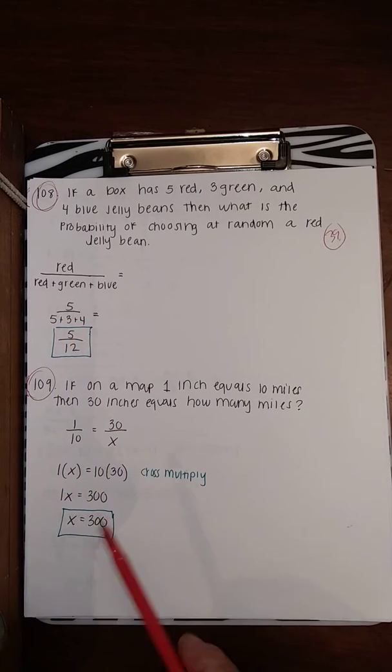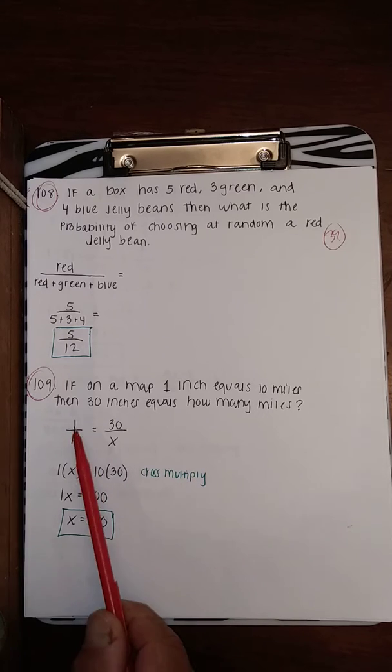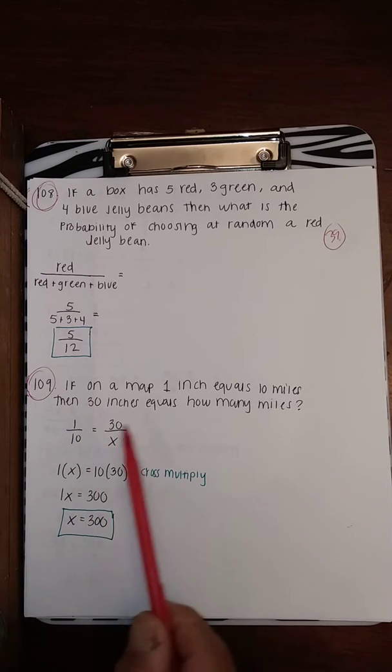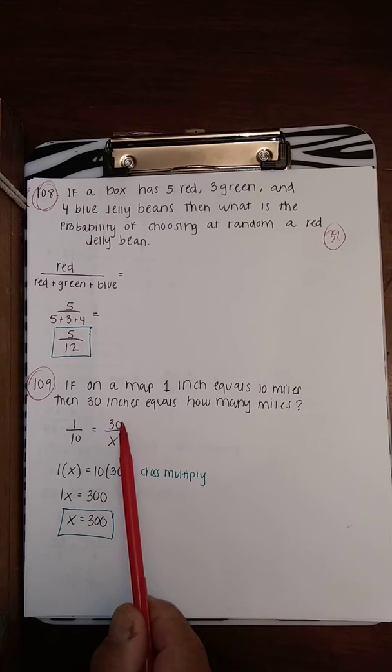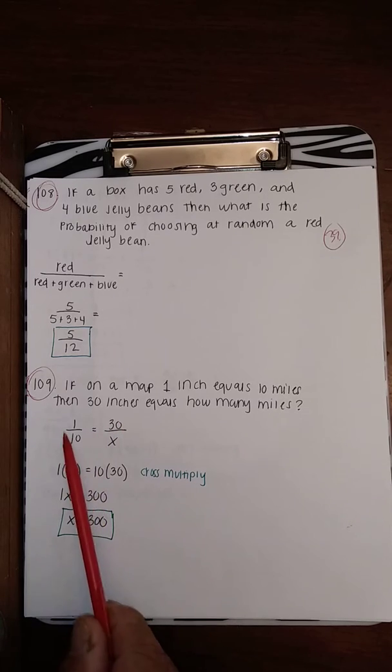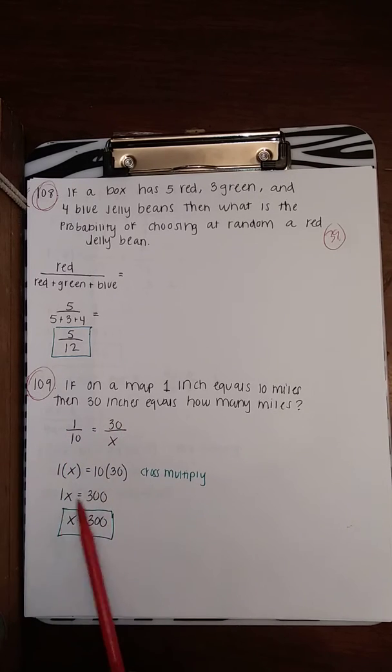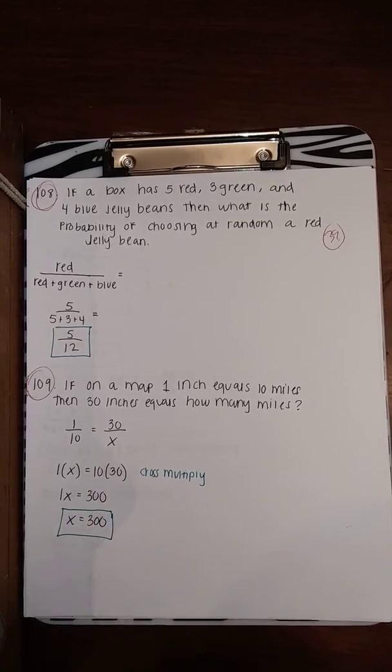On a map, 1 inch always equals 10 miles. So 1 inch equals 10 miles. Then what is 30 inches? Well, 1 inch is this, and 30 inches is what? Cross multiply these. That's going to be x. That's going to be 300. So 1x is this, so x is 300.